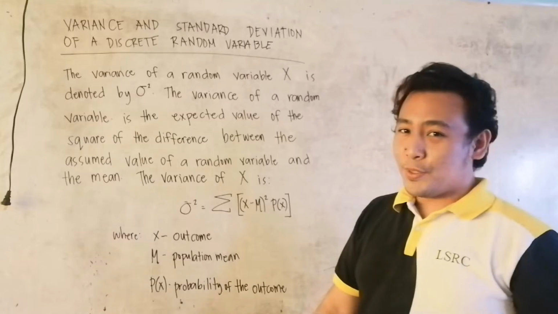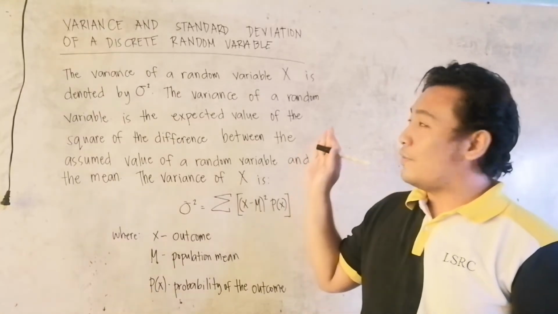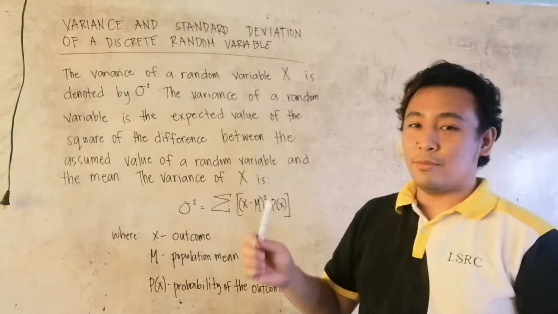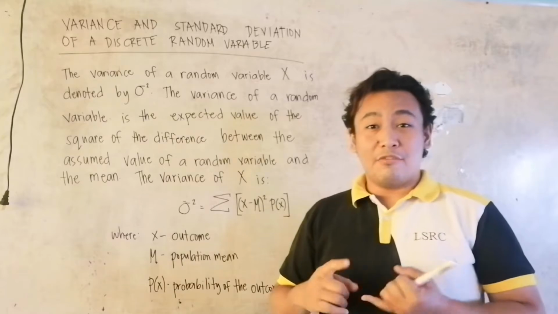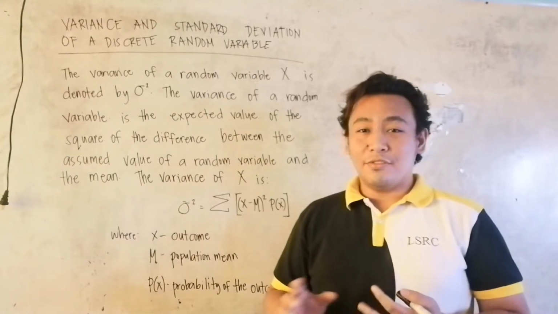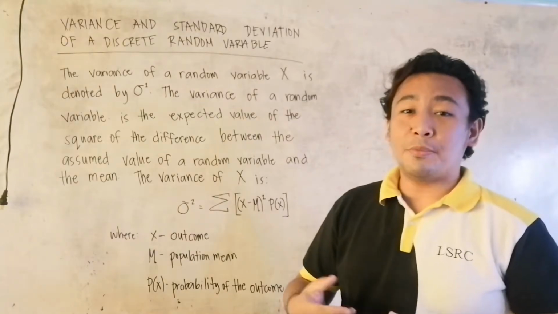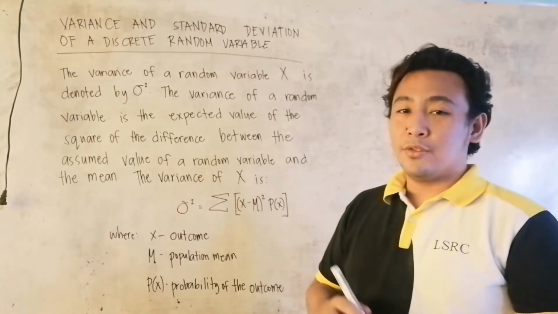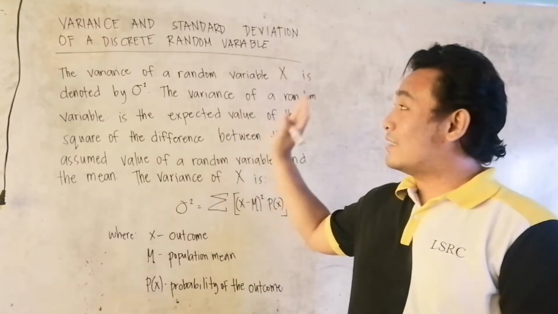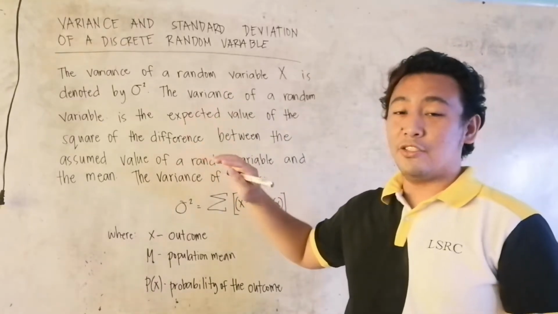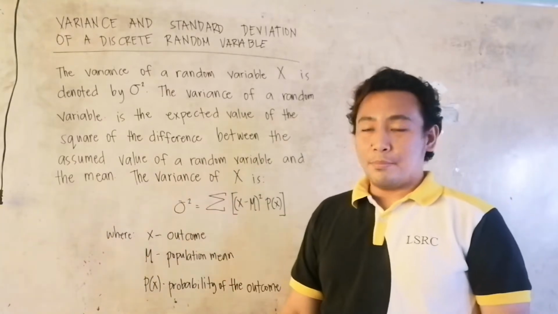For this video, we are going to discuss the variance and standard deviation of a discrete random variable. Sa video na ito, tuturuan ko kayo kung paano mag-solve ng variance at ng standard deviation. At the same time, you will also be learning how to interpret the data. I'll be giving you some situations later after I discuss the variance and the standard deviation. I'll be giving the formula. After that, let's have some examples.